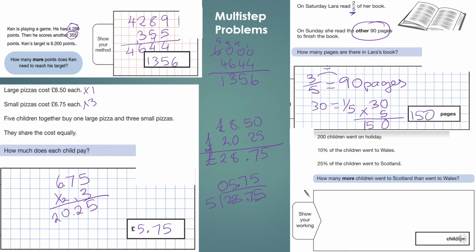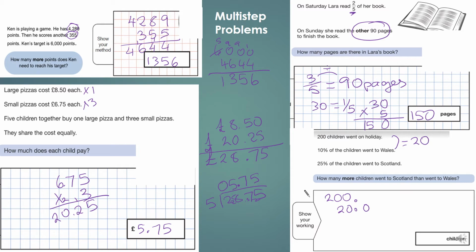Okay, 200 children went on holiday. 10% of the children went to Wales. 25% of the children went to Scotland. Now, we're going to divide 200 by 10. And that would move 1 step to the right on our place value chart. So that would leave us 20 children that went to Wales.